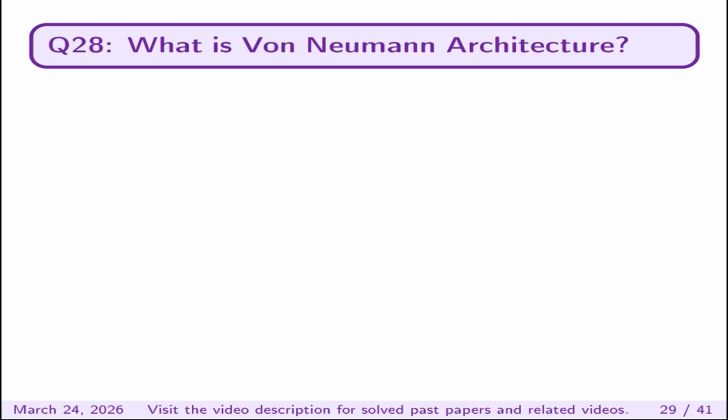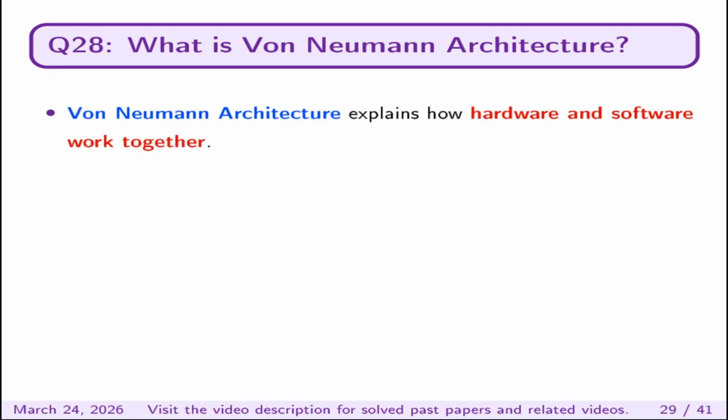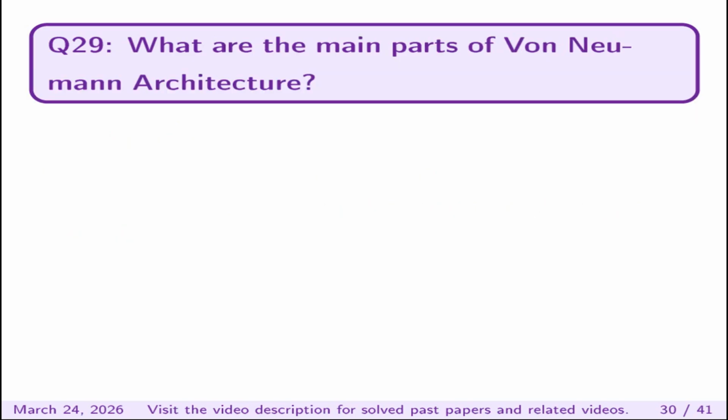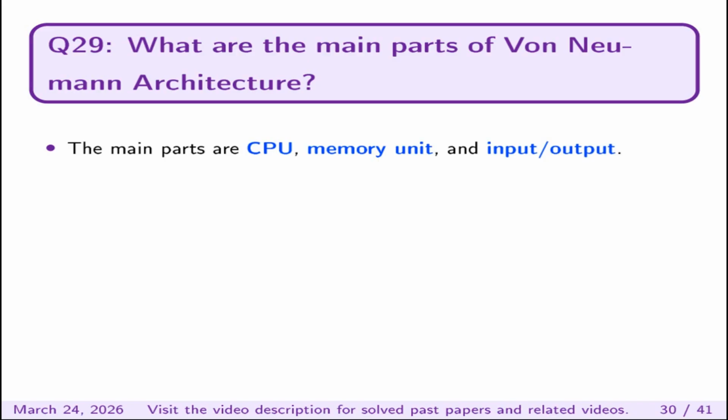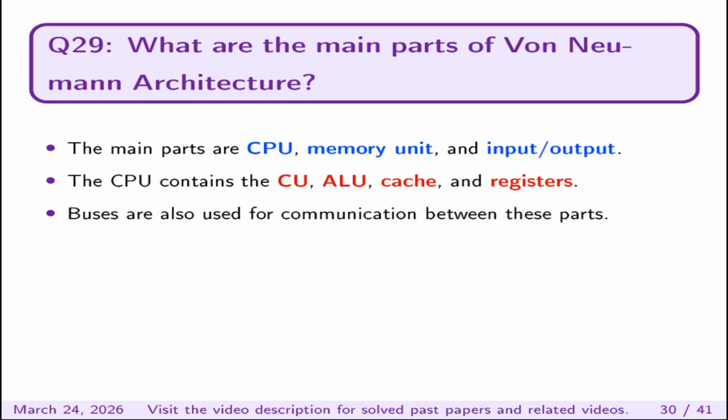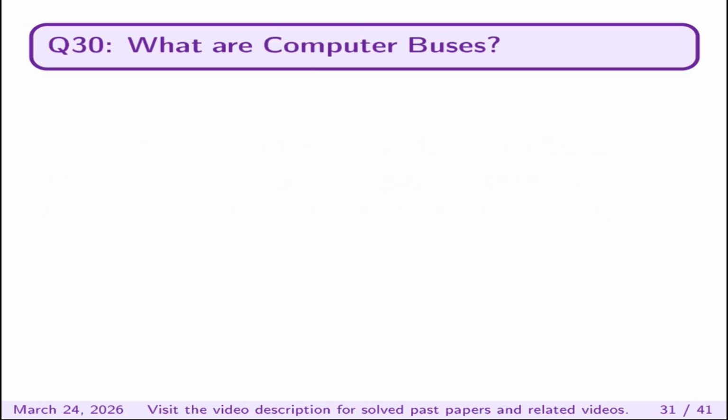What is von Neumann architecture? Von Neumann architecture explains how hardware and software work together. It is based on the stored program concept. In this design, instructions and data are stored in the same memory. What are the main parts of von Neumann architecture? The main parts are CPU, memory unit, and input-output. The CPU contains the CU, ALU, cache, and registers. Buses are also used for communication between these parts.